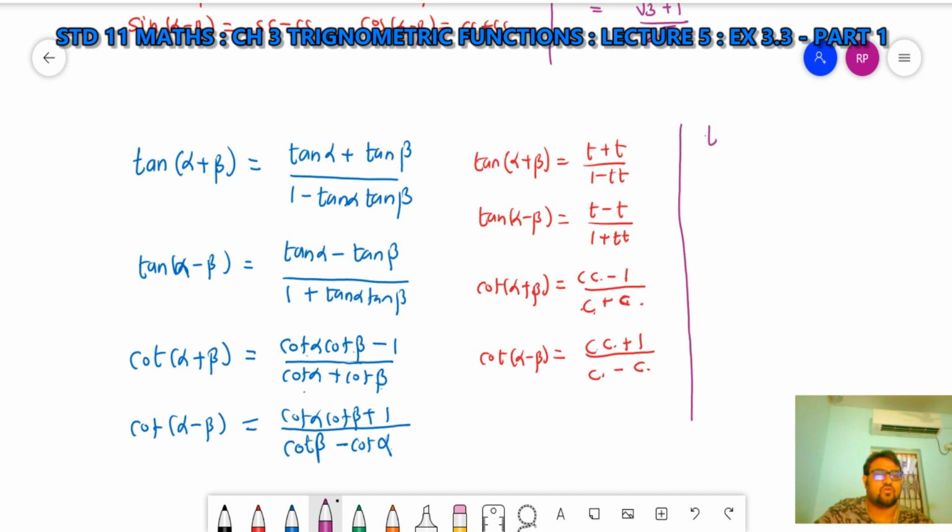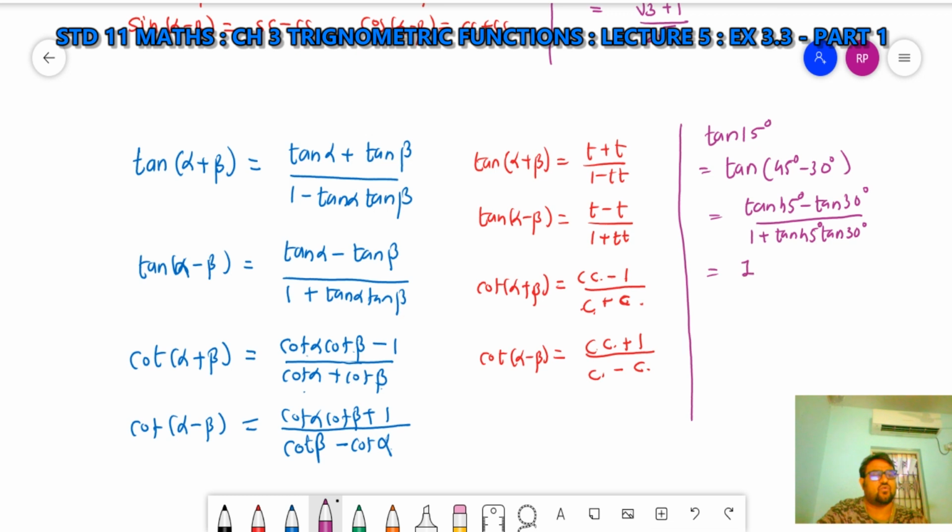Like let's say the value of tan 15 is asked, that will be equal to, I can write it down, tan(45 degree minus 30 degree). So tan 45 minus tan 30 upon 1 plus tan 45 tan 30. Clear? So tan 45 is 1, tan 30 is 1 by root 3, so 1 minus 1 by root 3 upon 1 plus 1 into 1 by root 3.